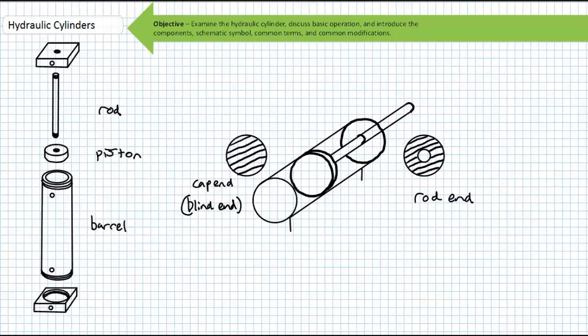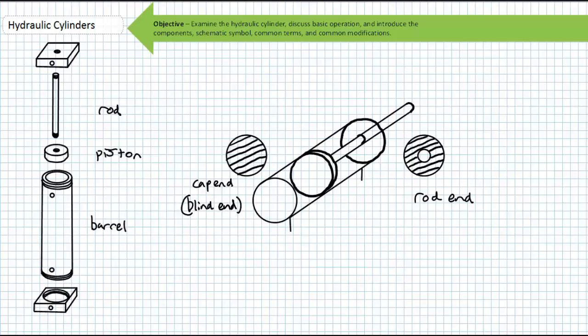The simple differentiation between the cap end and the rod end is essential to your understanding of the behavior of a hydraulic cylinder. And since it's the most popular hydraulic actuator in the known universe, it's pretty essential to your understanding of the behavior of pretty much all hydraulic systems in the known universe.